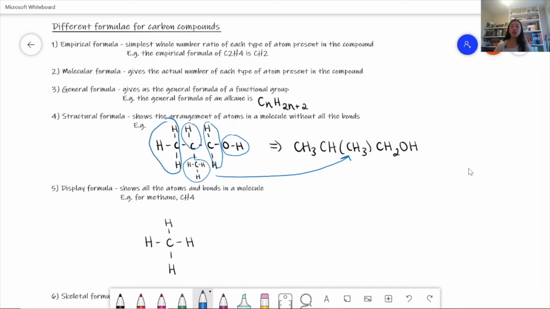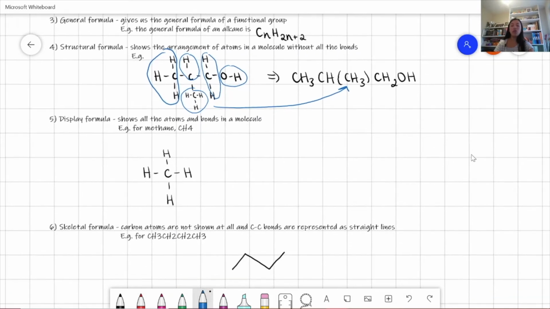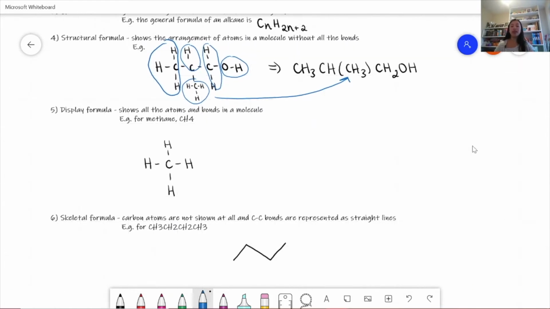The displayed formula shows all the atoms and bonds in a molecule. So for example, if we have methane, which is CH4, we would draw it out like this, so you can see every single bond. And then the last formula that we can use is the skeletal formula.